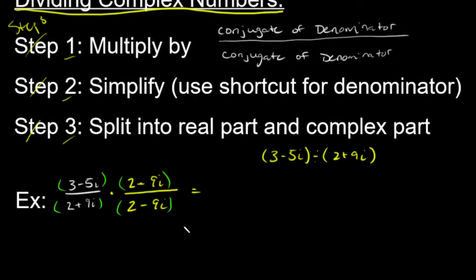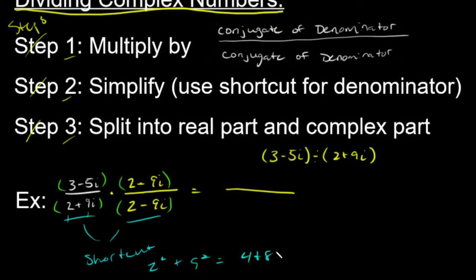So let's go ahead and do that shortcut real quick. I'll use yellow here. It'd be the first term squared. I'll do this in a different color. How about this teal? 2 squared plus the 9 squared. So that is 4 plus 81, which is 85. Boom. So this is 85.